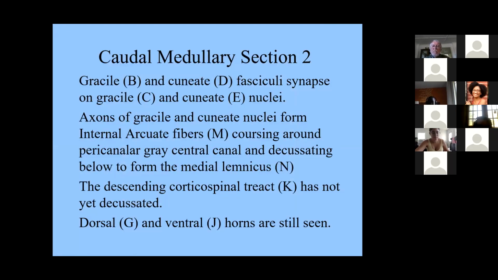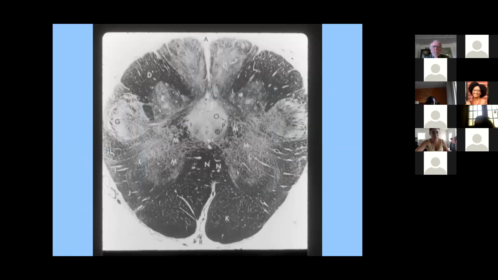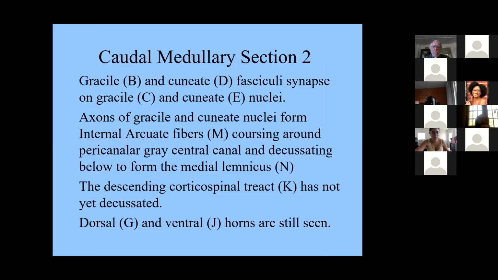So we can see we're moving rostrally, yet we still see our central canal, and we still see our posterior medial septum. Okay. So now, we want to again continue to see the gracile B and cuneate D fasciculi synapse on the gracile and cuneate nuclei marked by C and E.